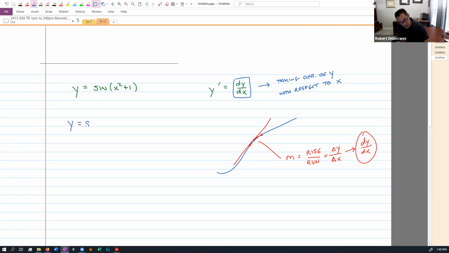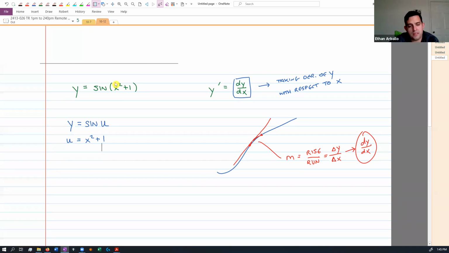y is equal to sine of, and then he didn't want to put x squared plus 1. He said, I'm going to say it's sine of u. He just called that thing inside something else. And then he said the u that's inside is x squared plus 1. So do you agree with this? If y is supposed to be sine of x squared plus 1, then if I tell you that y is equal to sine of u, and that u is x squared plus 1, this is true, isn't it? If you replace that u with this, then you get that.